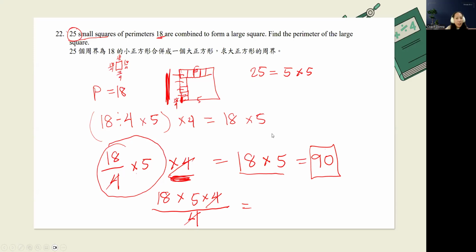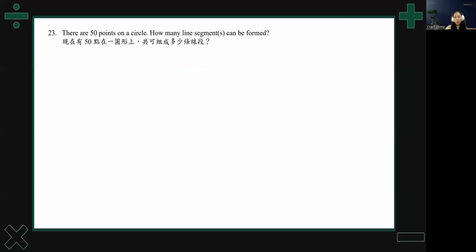If you have no questions, let's proceed to 23. So there are 50 points in a circle. How many line segments can be formed? So we have a formula for this. You have the nCr formula. Another shortcut, not the nCr, is this.